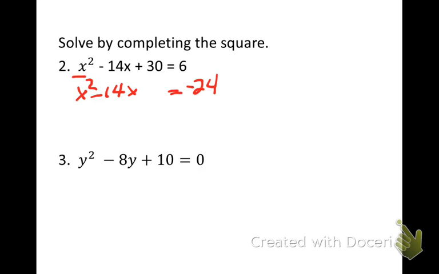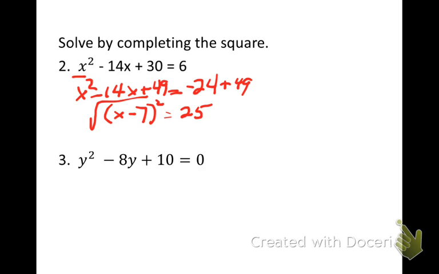So remember, the process is to take half of your b term, which in this case is negative 7, square it would be 49. So I want to add 49 to both sides. Again, this will factor into x minus 7, the quantity squared, equal, if I go ahead and do the math over here, I'm going to get 25.